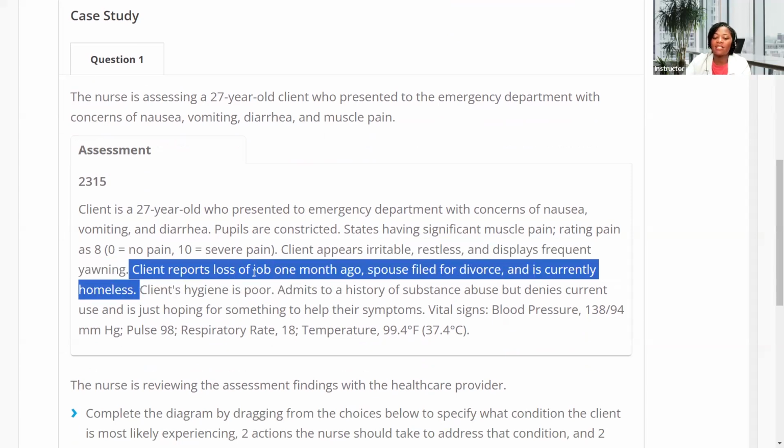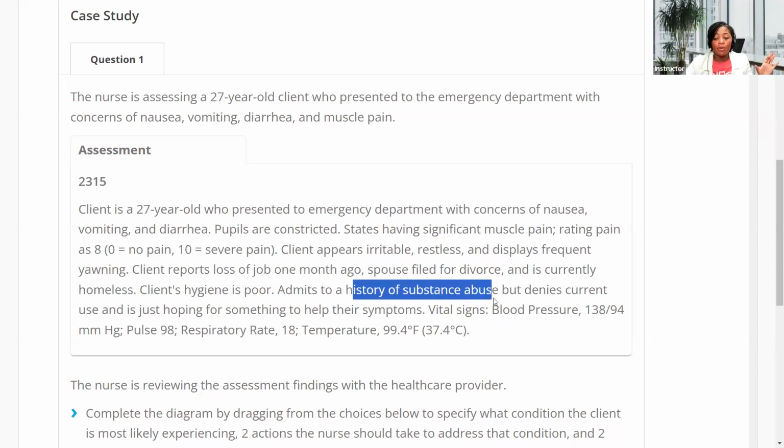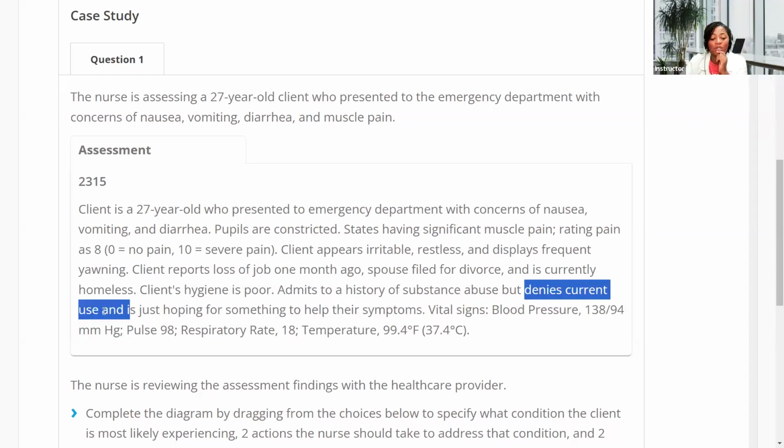Homeless, divorce, lost their job. All these are predisposing them to stressors, right? And sometimes when patients have stressors in their life, they resort to certain coping mechanisms that may not be the most healthy or most positive. So taking opioids to numb the physical pain as well as the mental pain is sometimes what we see when patients take opioids. But in this case, he has a history of substance abuse, and in this particular presentation, he's denying use of it. So now what we see is a patient.